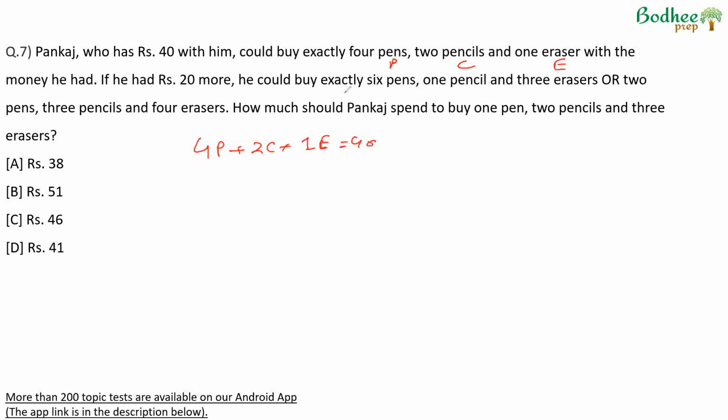If he had 20 more, he could buy exactly 6 pens. So 6 pens plus 1 pencil plus 3 erasers is rupees 60. Or he could have also bought 2 pens plus 3 pencils plus 4 erasers. This will also cost 60 rupees.